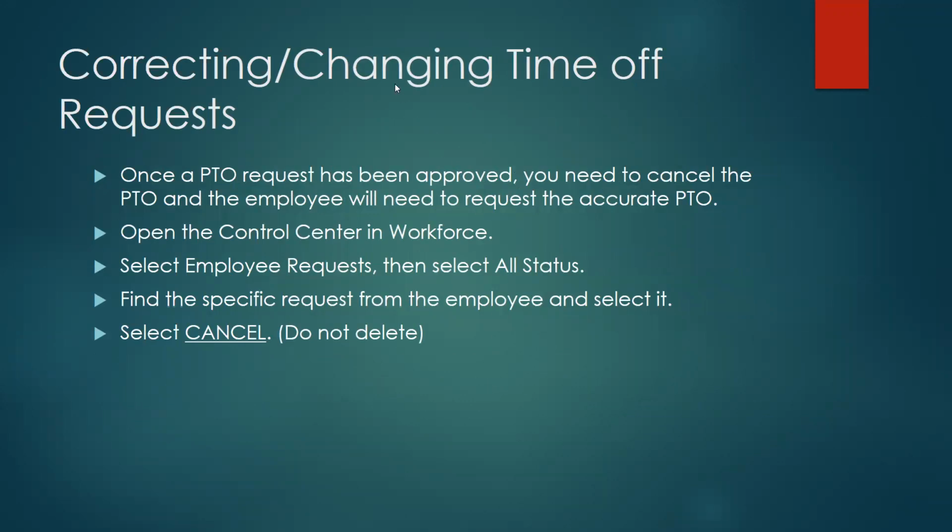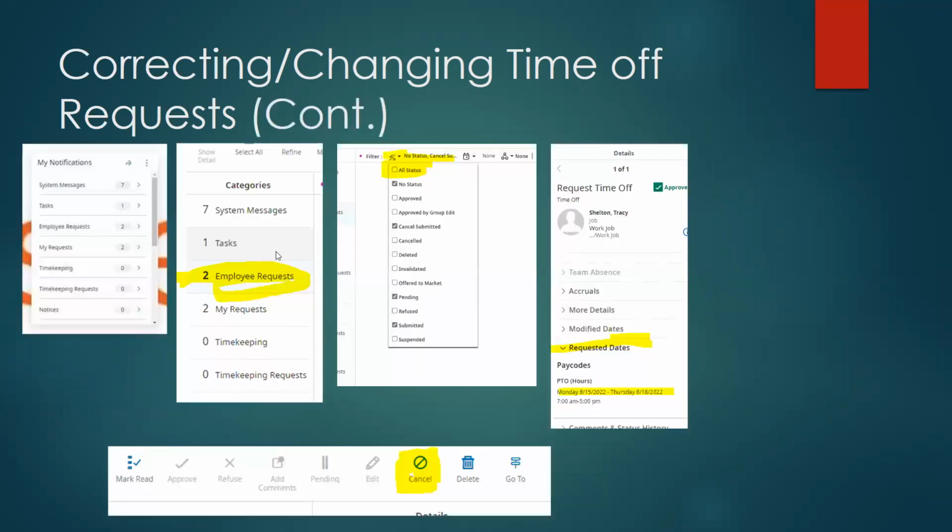Correcting and changing time off requests. So once a PTO request has been approved, you'll need to cancel the PTO and the employee will need to request the accurate PTO. You're just going to open that control center and workforce that we talked about. You're going to select employee requests and then select all status. So here's your employee request, and it's automatically going to have some check marks. If you change this drop down and select all status, it's going to give you all of those PTO requests. You can narrow it down by searching for request dates.